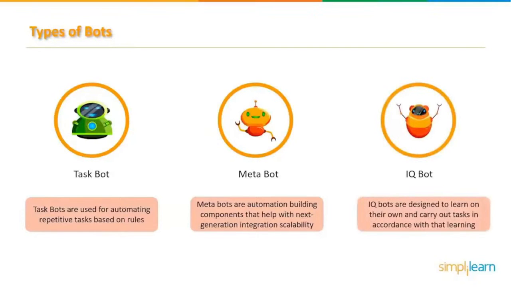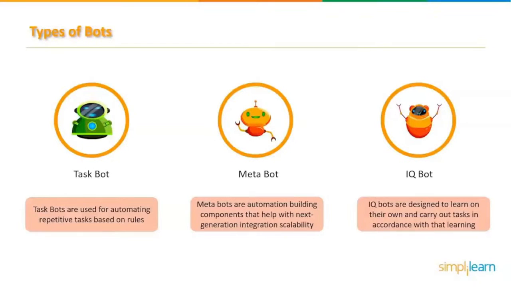IQ bot. IQ bots are the next generation of intelligent bots. With the ability to think like humans, these bots are designed to learn on their own and carry out tasks in accordance with that learning. Users can experience the potential of automation with IQ bots, which use advanced cognitive technology and advanced artificial intelligence technologies. These bots have capabilities such as self-learning, decision-making, and subject matter expertise, among others. Data can be extracted from semi-structured and unstructured data by these bots.